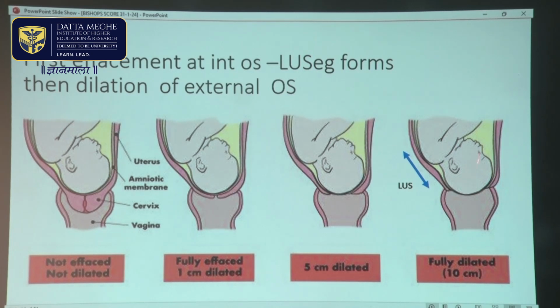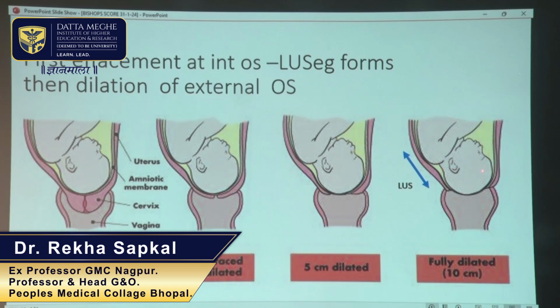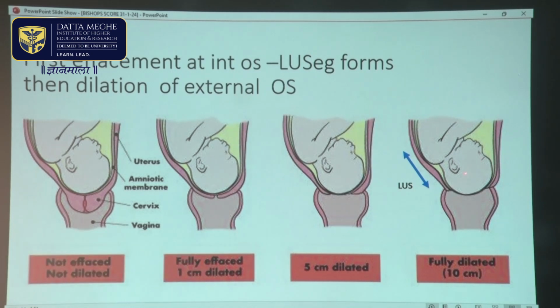In these cases, while doing lower segment cesarean section, we give incision over the lower part of the uterus. Here transverse incision is given after opening the abdomen, and we deliver the fetus through this route during lower segment cesarean section. So, this is how lower uterine segment is very much helpful.